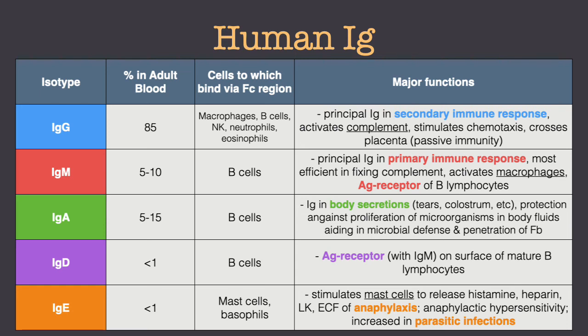Immunoglobulin A is the primary antibody in body secretions, while IgE is responsible for anaphylactic reactions and is predominant in parasitic infections.